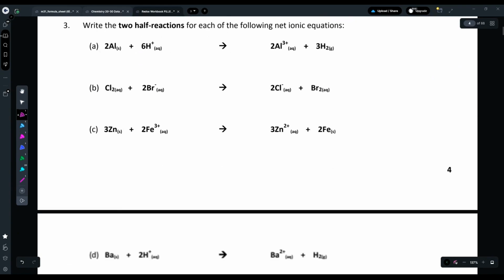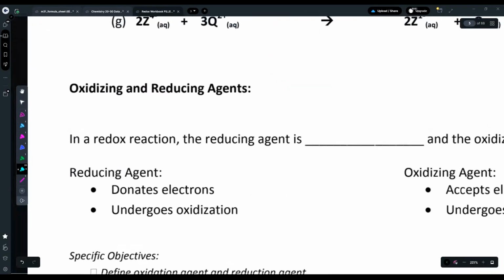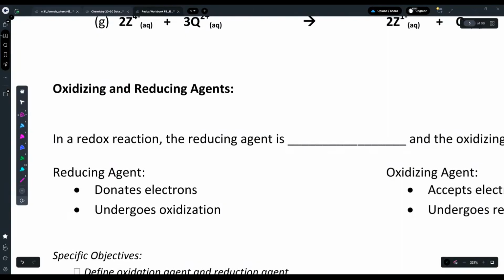Okay, so here's just some more practice problems. Let's move on to the next part of the notes, oxidizing and reducing agents. Okay, so oxidizing and reducing agents can be a bit tricky. As a reminder, my shorthand for reducing agent is RA. Reducing agents cause other things to be reduced, but they themselves are oxidized.